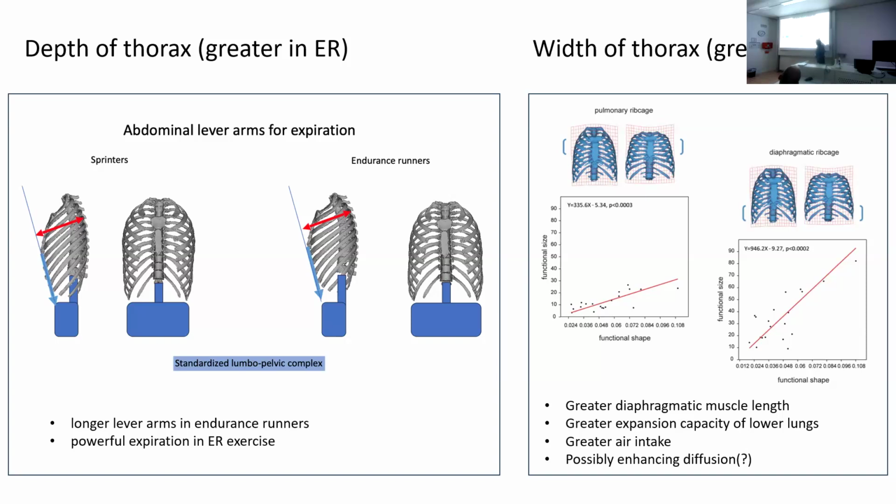And again, the greater width in the lower part of the endurance runner rib cages compared to the sprinters, following this similar principle, would suggest first, greater diaphragmatic muscle length, which means a stronger capacity for respiration from the diaphragmatic point of view, but on the other hand, a greater capacity of expansion and of course, more intake of air and maybe also some relationship to the diffusion capacity of the oxygen.